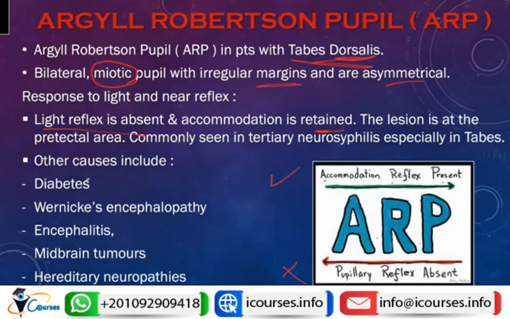Common causes other than syphilis are diabetes, Wernicke's encephalopathy, encephalitis, midbrain tumors, and some neuropathies. So you just need to know what is present and what is absent in Argyll-Robertson pupil, and that it is a miotic pupil.